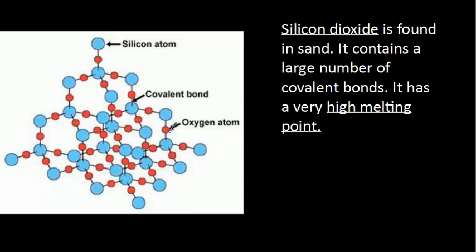However, because it is shaped like this, it has a large number of covalent bonds. And if we want to melt it, we have to break at least some of those covalent bonds, which are very strong. And because they are very strong, it has a very high melting point. Again, this is a very small sample of silicon dioxide.